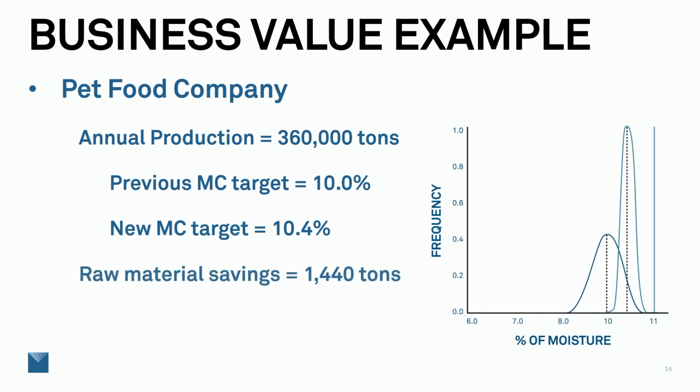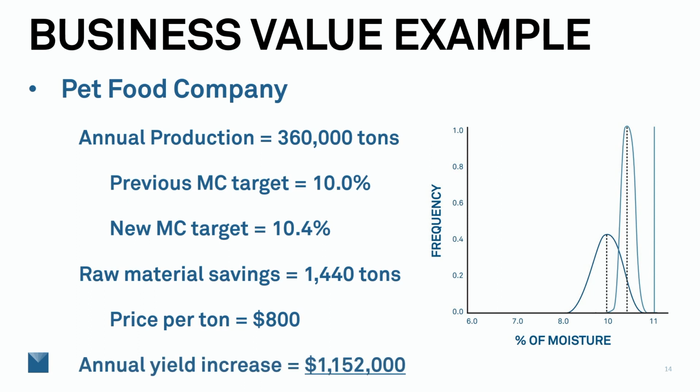Now, this company was spending a lot of money on raw materials, and instead of adding more raw materials, now we're replacing them with water instead. And the financial impact for this company was over $1 million just for this one product, just making that small shift from 10% to 10.4%.